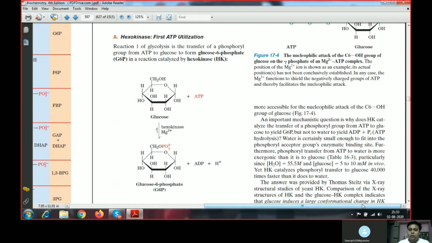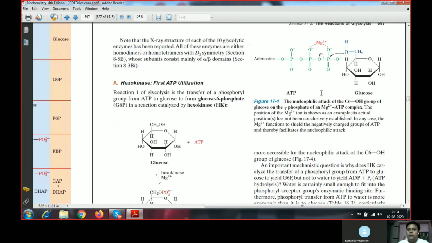Why would you continue glycolysis? So what is the function of Mg2+ here? You have to understand this. This is the structure of adenosine triphosphate, that is adenosine and three phosphates. This one is the alpha phosphate group, this is the beta, and this one is the gamma phosphate group. These phosphate groups carry lots of negative charges. So if magnesium ion is present, it can bind to the beta and gamma phosphates so that it can reduce the negative shielding effect, making this structure more accessible for the nucleophilic attack of the C6-OH group of glucose. You can see the oxygen has a lone pair of electrons.